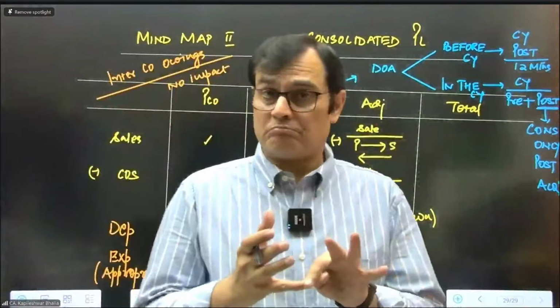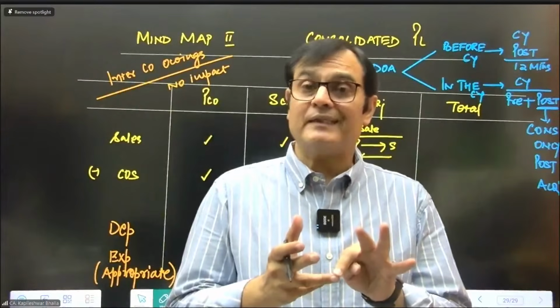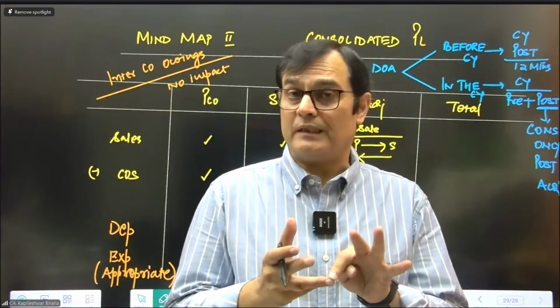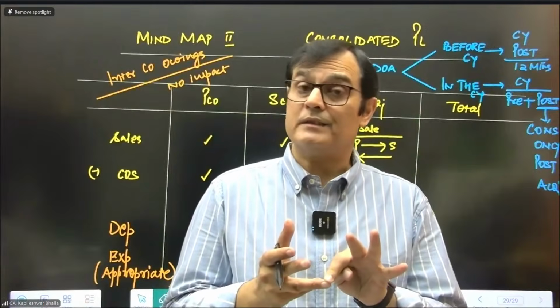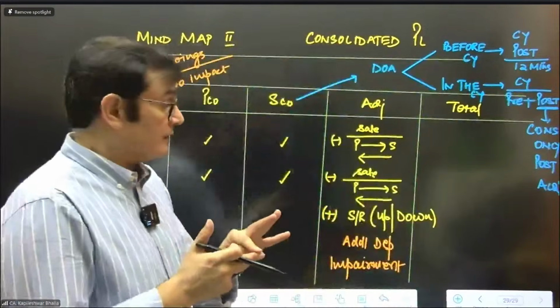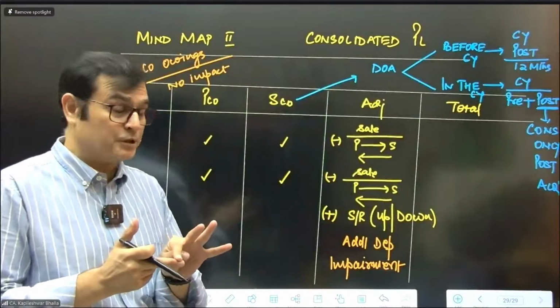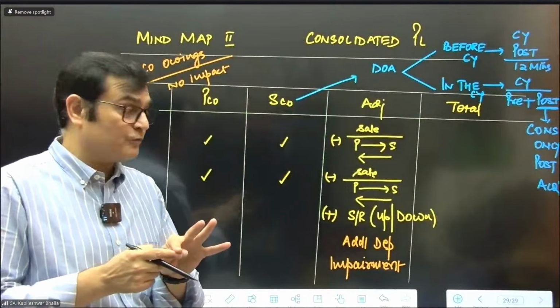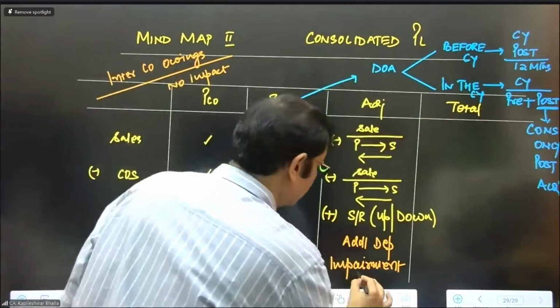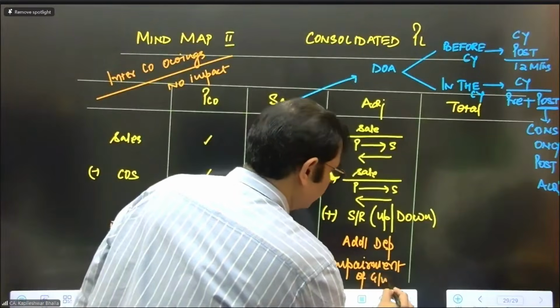Intercompany owings ignored, stock reserve eliminated from sales and cost of sales and added to the cost of sales as the stock reserve. Then there is additional depreciation, enhance the depreciation figure, and impairment of goodwill that would also be added to the appropriate head.